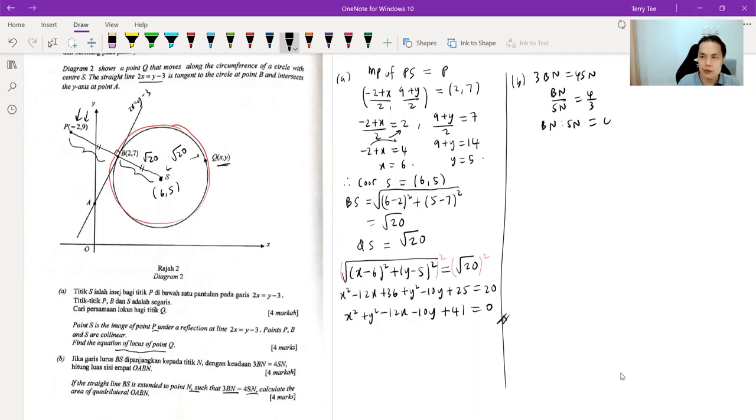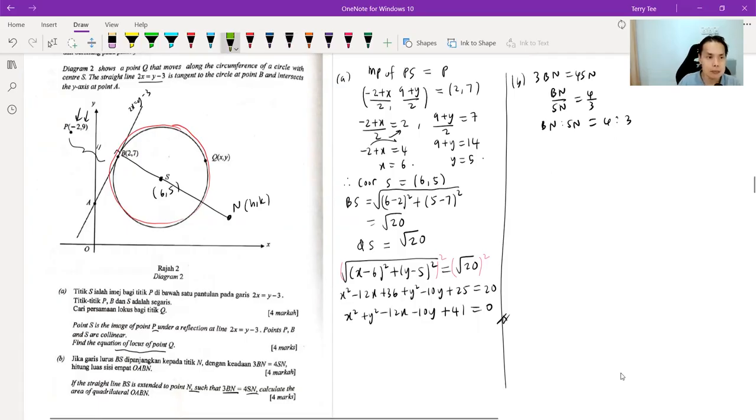BN:SN has a ratio of 4:3. All right, so too many lines, too much information here, so I'm going to rub this off. I just want to focus on this line here, BN:SN. Now, I don't know what N is, so maybe I use an unknown, maybe we can call it (h, k). BN is now 4, SN is now 3. That means that this should be 1 to 3, right?